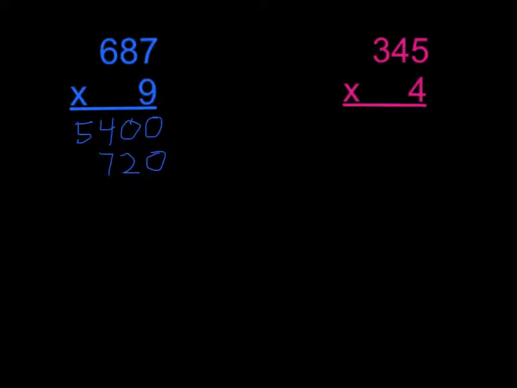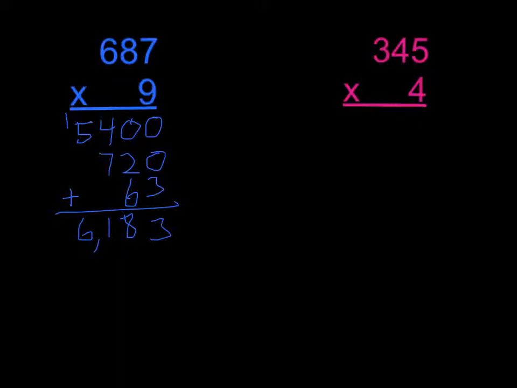And then we have 9 times 7, and 9 times 7 is 63. So we're going to put in our 63, and we're going to add this all together. We have our 3 plus 0 equals 3. Our 6 plus 2 is 8, plus 0 gives us 8. 7 plus 4 gives us 11. And 5 plus 1 gives us 6. So we get 6,183.